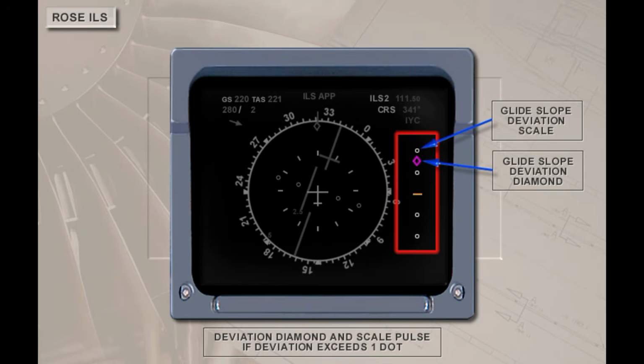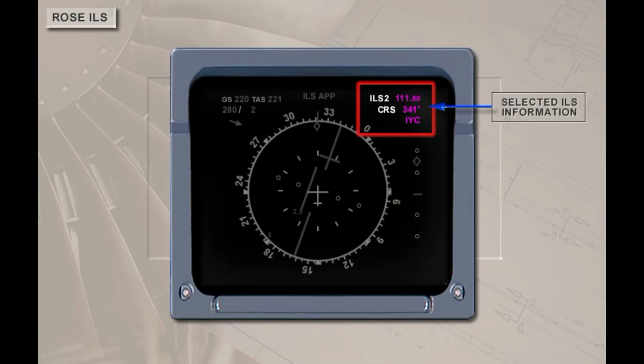The glide slope deviation scale is on the right side of the display. Each dot represents about 0.4 degrees of deviation. The magenta glide slope deviation diamond moves vertically on the scale above and below a yellow reference line. If the deviation exceeds 1 dot with the aircraft above 100 feet radio altitude, the diamond symbol and the scale will flash. The 3 lines in the upper right corner of the nav display show the ILS frequency, the selected course, and the ILS identification.